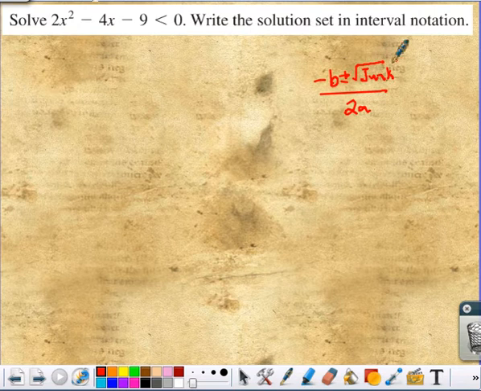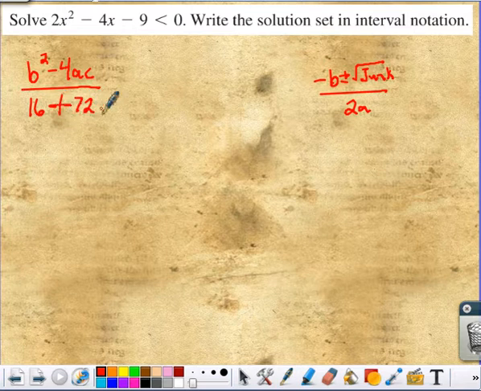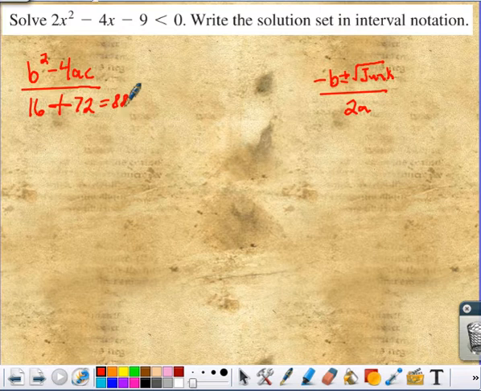And again, I remind you, do junk first. Junk is b squared minus 4ac. B squared is 16 minus. I always write that minus down because that's built into my formula. 4 times A times C, 4 times 2 times negative 9 gives me negative 72. Add those, 88.